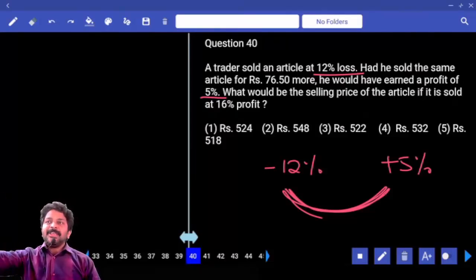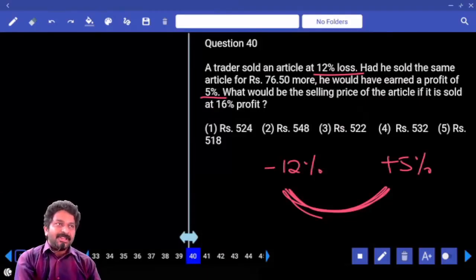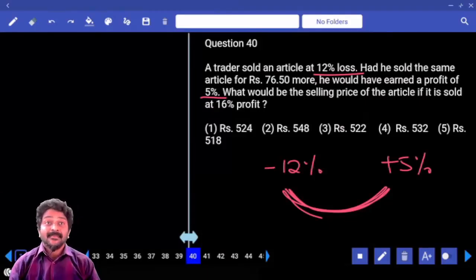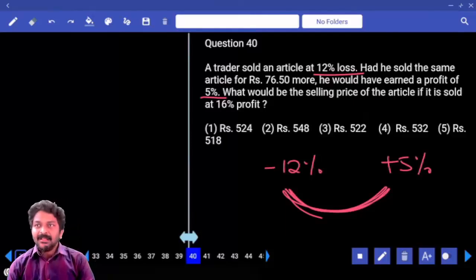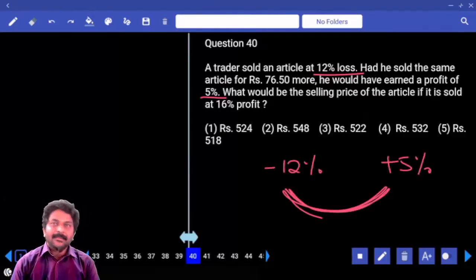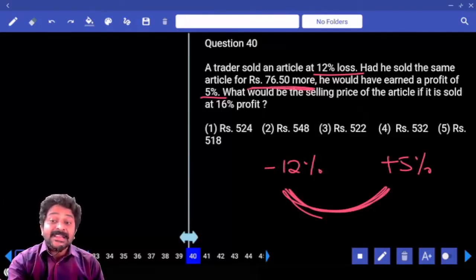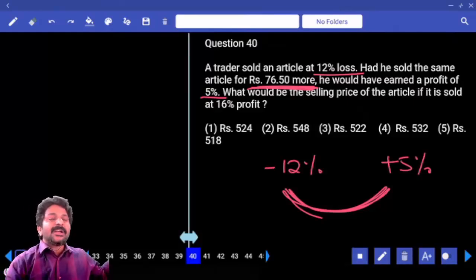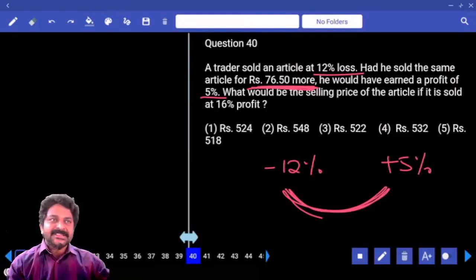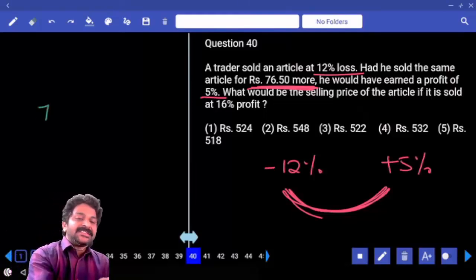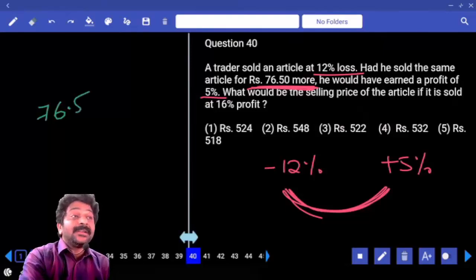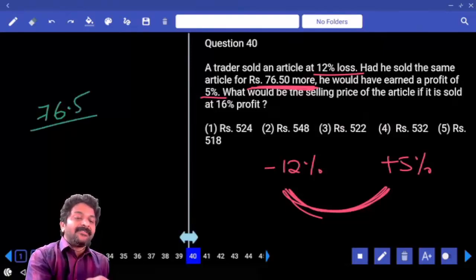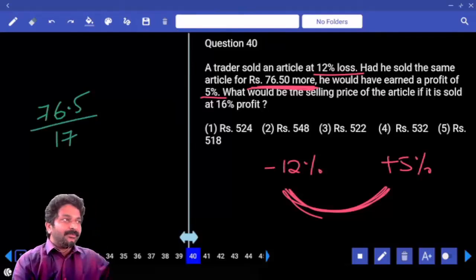Earlier there was a loss, now all of a sudden there is a profit. Why did this happen? Did luck favor him? Something happened, right? Come on, what happened? There is an increase in the price. How much increase happened here? So because of that 76.5 rupees only, there is a difference in percentage, correct? So 76.5 is equal to which number? Then 1% value is divided by 17 only, which is the 1% value.